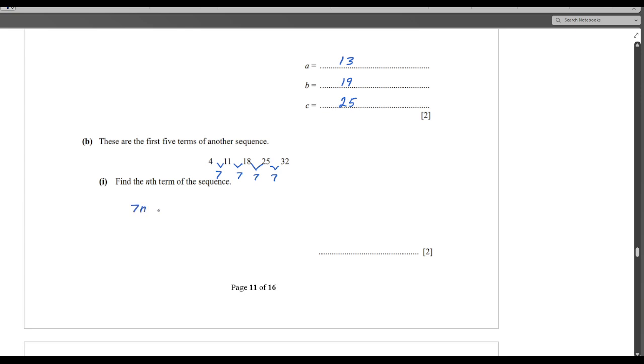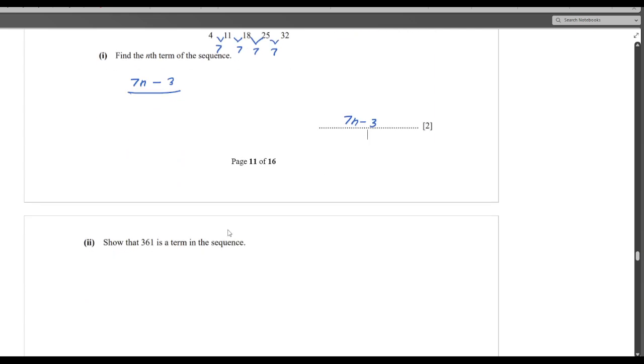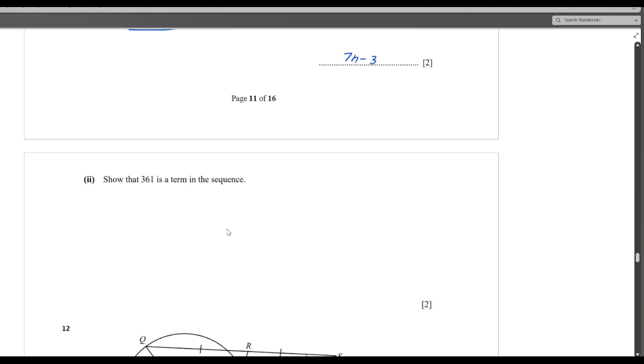So 7n. Okay, 7n. Now for the first term, if I put n equals 1, I get 7. I need 4. So from here I subtract 3. So 7n minus 3 will be my nth term. So what we are doing, we are finding the common difference. That common difference we multiply by n. Okay, and then for the first term we see what we need to do, whether we have to add or subtract some number.